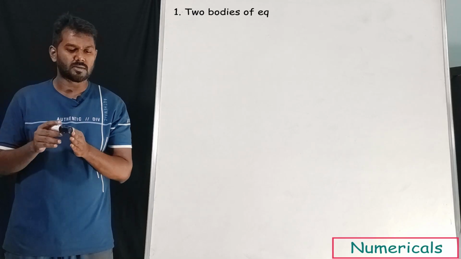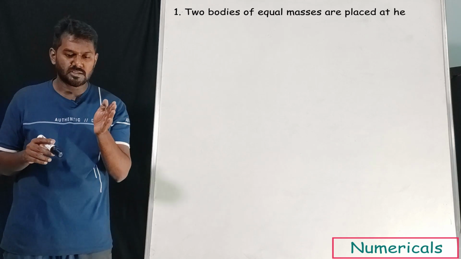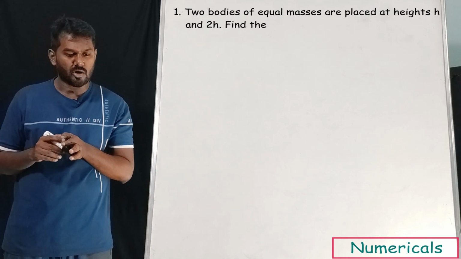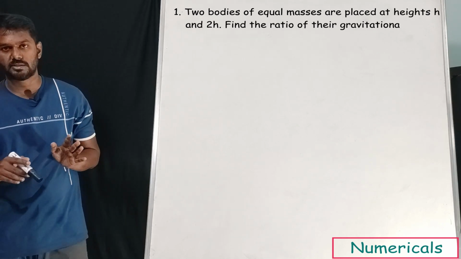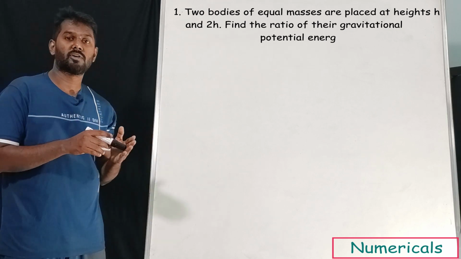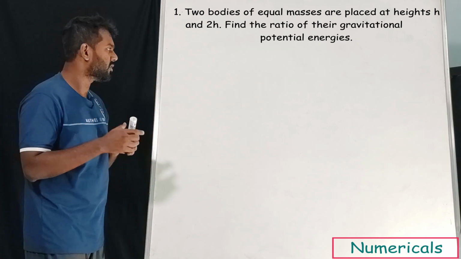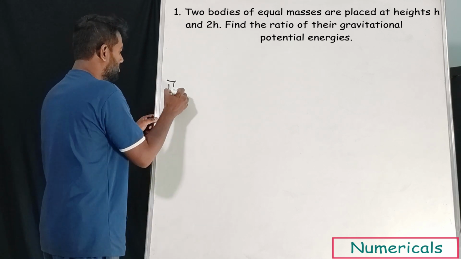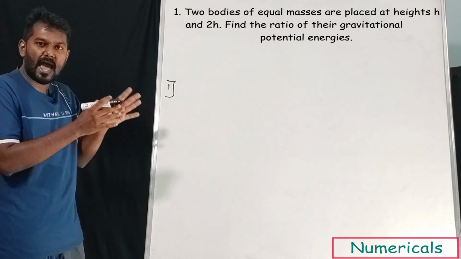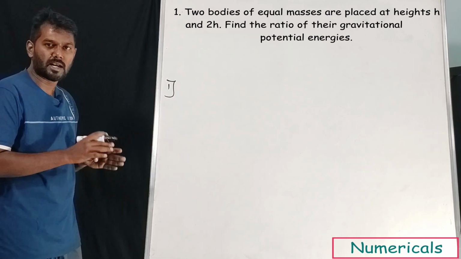Two bodies of equal masses are placed at heights h and 2h. Find the ratio of their gravitational potential energy. This question we have solved during the concept video. Again we are going to do it, and it's a very simple question. It's the first question. First I'll draw the diagram. Through the diagram we'll understand the concept.